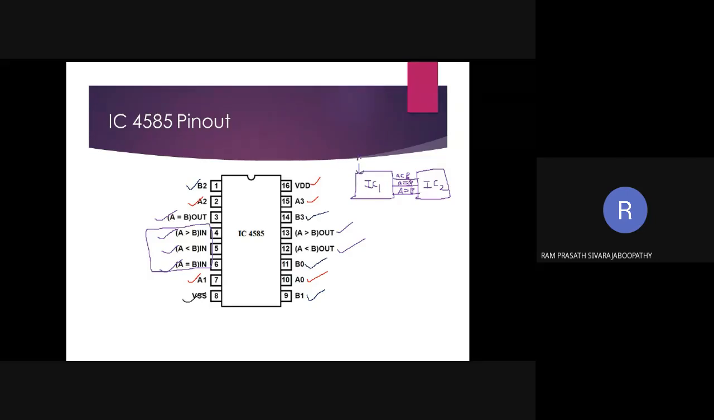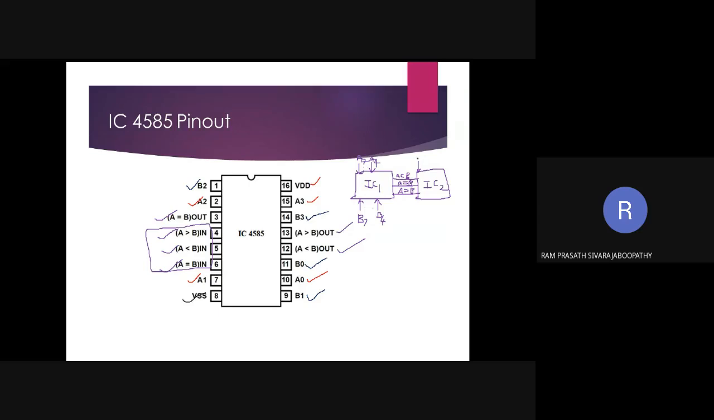So here we have A7 to A4 in the IC1. Similarly, B7 to B4. See, I have not drawn all the pins. In between we have A6 and A5. Here we have B6 and B5, B4.